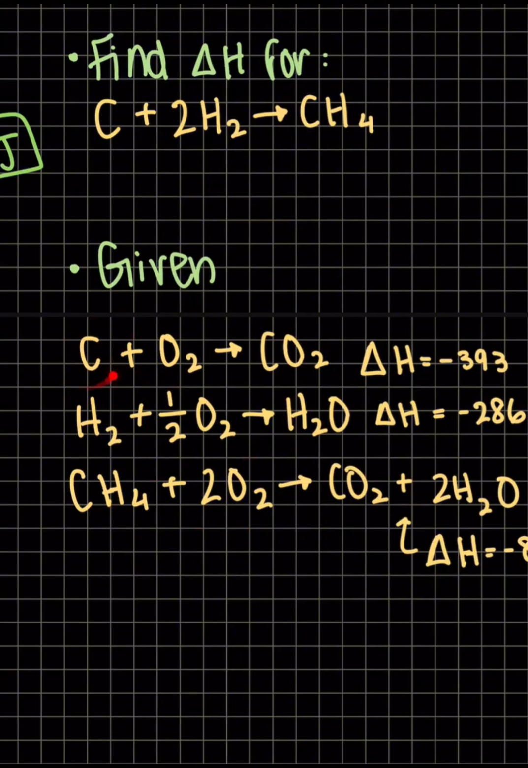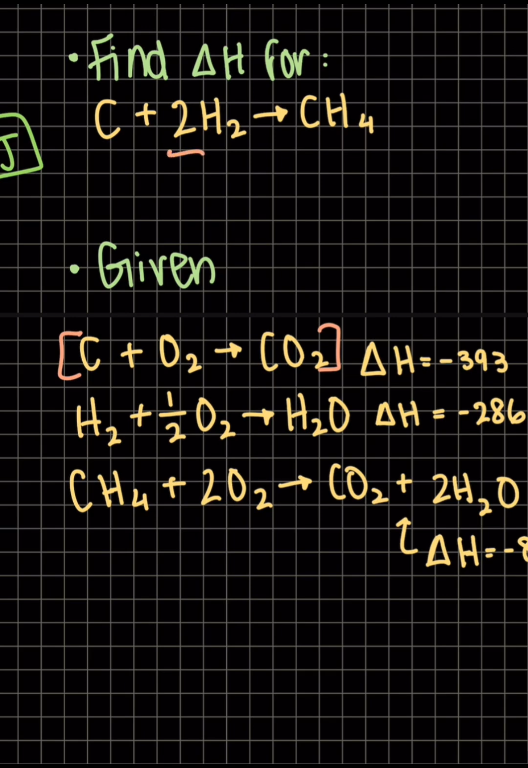I see that I only have one source of carbon. That's already on the left-hand side, meaning that I'm not going to change this equation. I want to keep this set in stone because I know I won't need to flip it. Okay, then let's look at my next one.